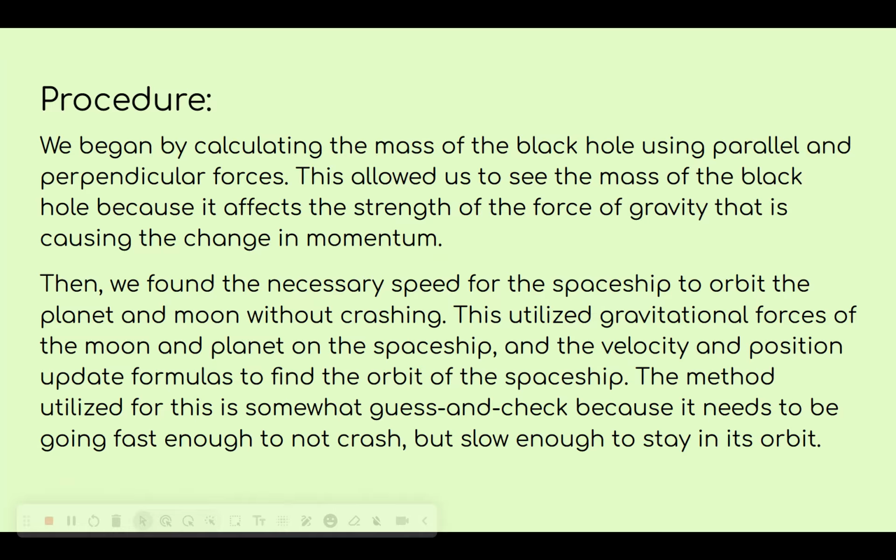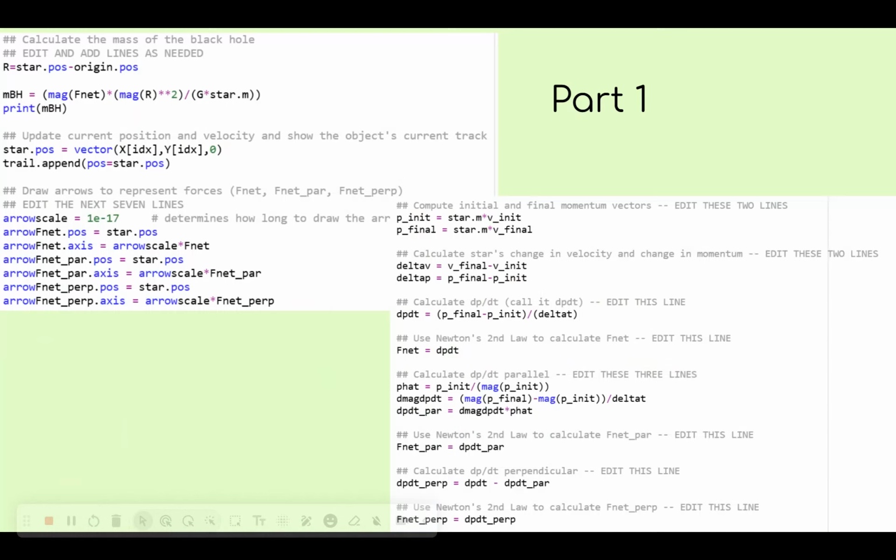And then we found the necessary speed for the spaceship to orbit the planet and moon without crashing, and this uses gravitational force and the velocity and position update formulas to find the orbit, and it was slightly guess and check because it needs to be fast enough to not crash, but slow enough to stay in its orbit.